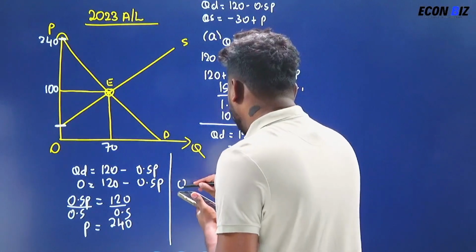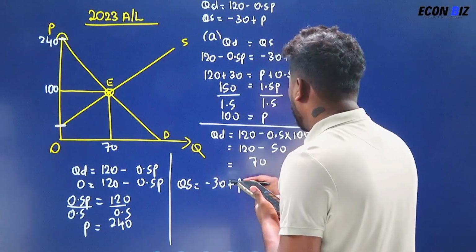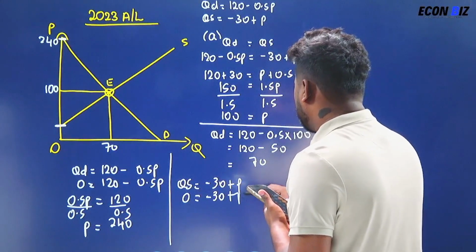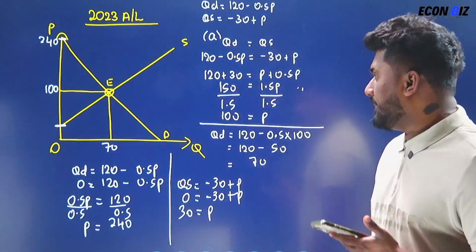Right, let's take the minimum supply price as well. So write down the QS equation, minus 30 plus p. Write down QS is 0. Minus 30 plus p equals 0. Minus 30 coming to this side as plus 30. So your price is 30.